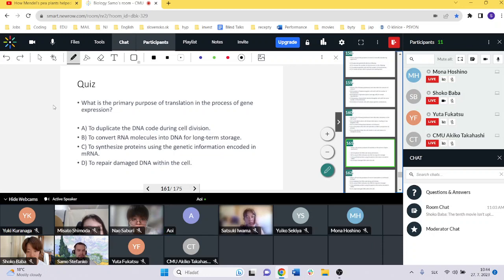What is the primary purpose of translation in the process of gene expression? A. To duplicate the DNA code during cell division. B. To convert RNA molecules into DNA for long-term storage. C. To synthesize proteins using the genetic information encoded in mRNA. D. To repair damaged DNA within the cell.